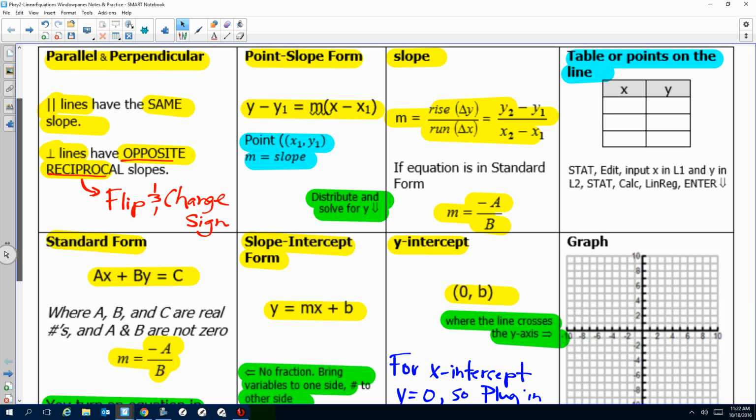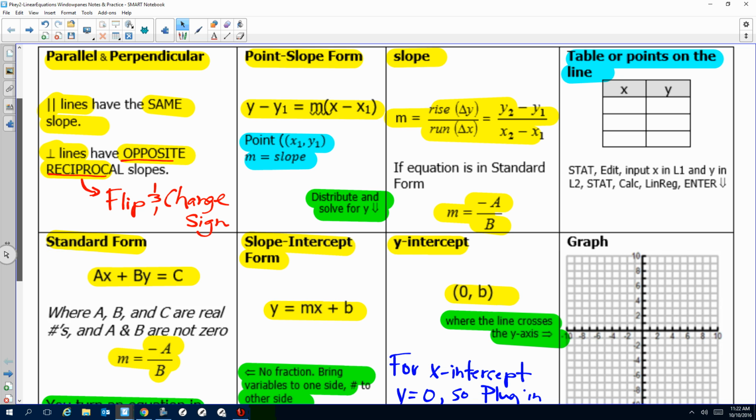I'm going to be expecting you to fill in each box based on given information and being able to move from one to the other. So point slope form, that's when you are given a point and slope. You're going to plug in just into the form, and that's it. Just leave it in that form. If I ask you to go from point slope form to slope-intercept form right here, it tells you you need to distribute and then solve for y.